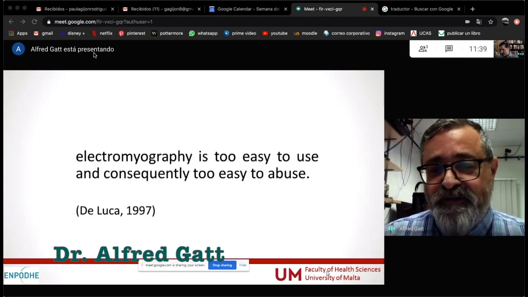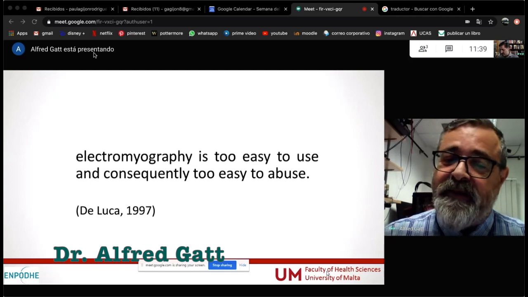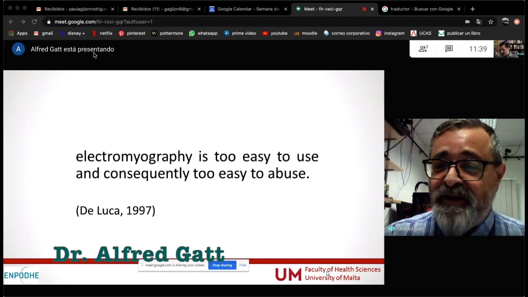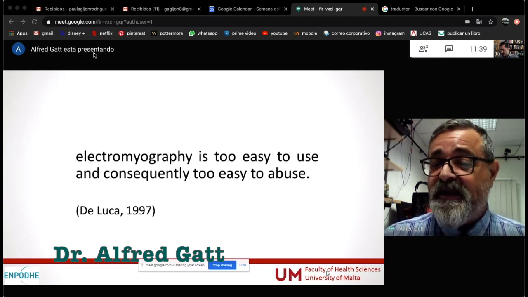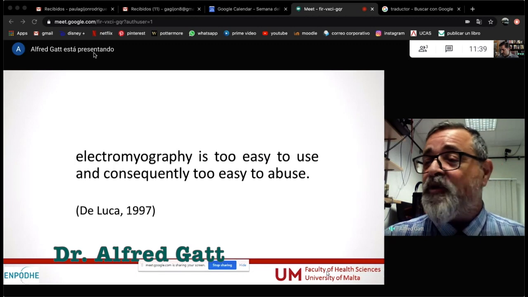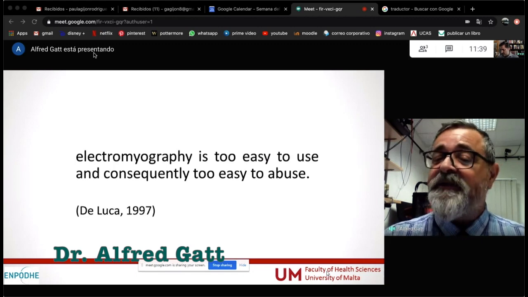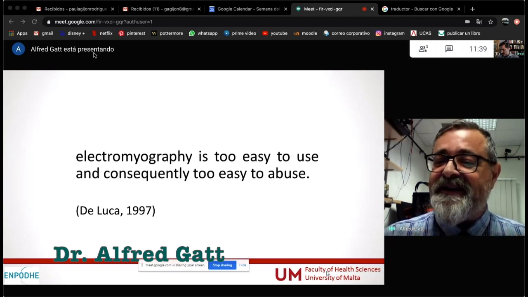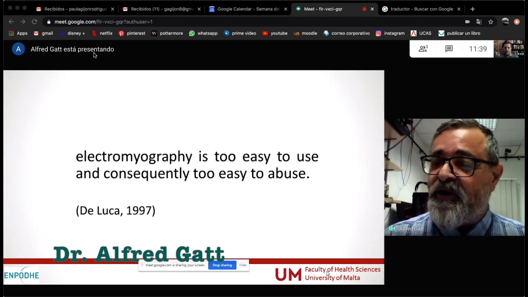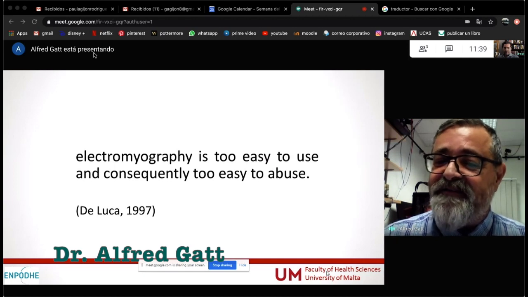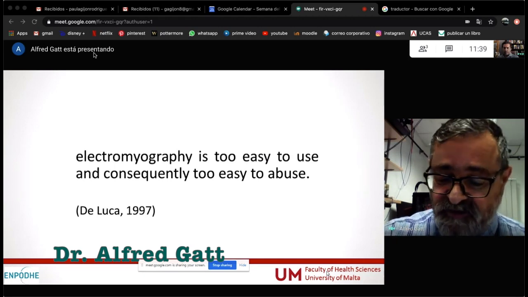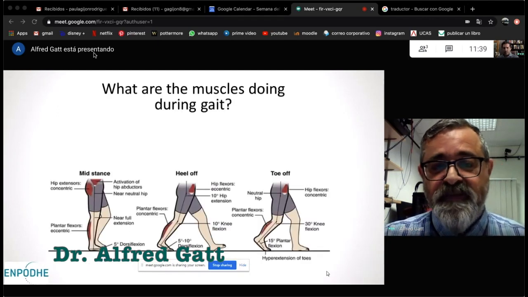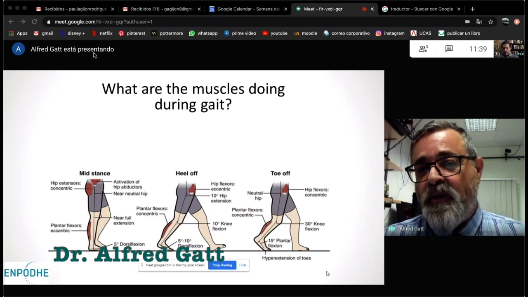As one of the pioneers of electromyography, DeLuca, has said, electromyography is very easy to use, and consequently, it is very easy to abuse. So we must be careful that whatever signal we get from EMG is actually the right signal, and as we'll see later on, we're not looking at some other information which might not be relevant to our project or to our clinical use.